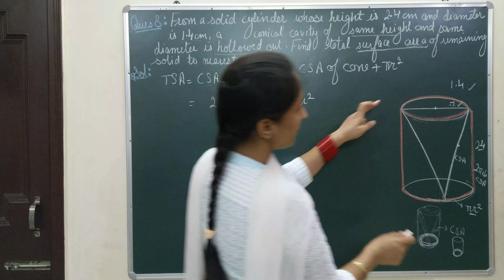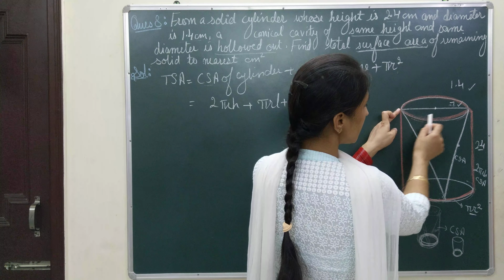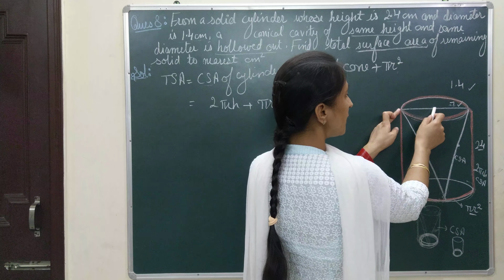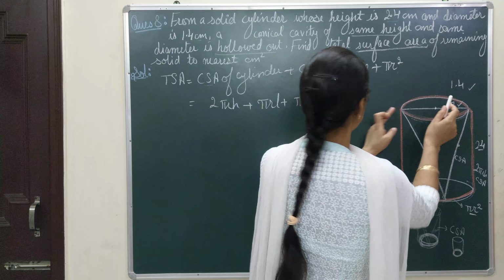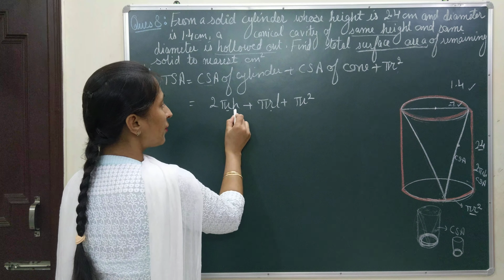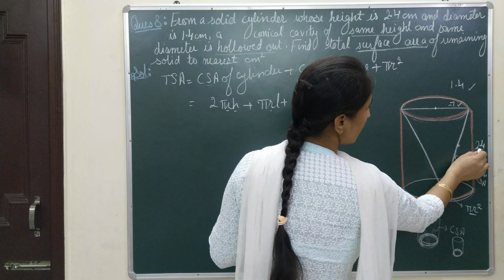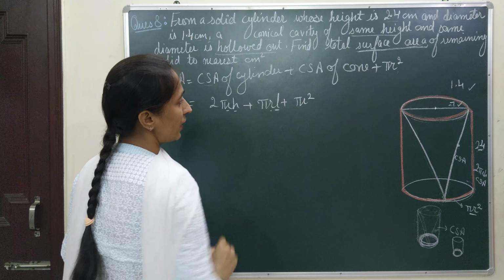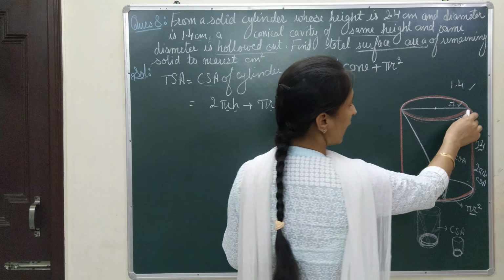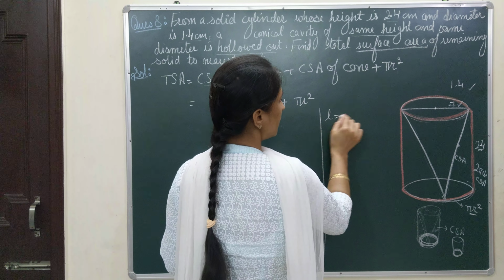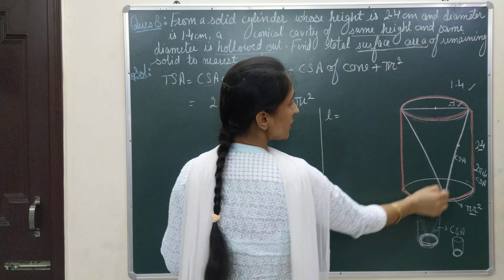Now as we are given that this cone and the cylinder have the same diameter, both will have the same r, that means r in both the cases will be 0.7. What about h? H you are given 2.4. Now the problem is for L. We don't know the value of L, and L is the lateral height of this cone. So let us first find out L, which is the lateral height of this cone.